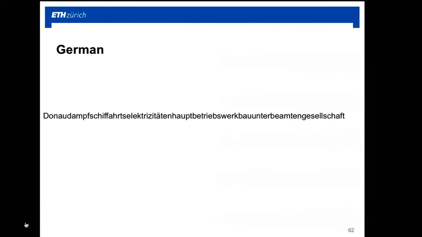Then Elektrizität, Haupt, Betrieb, Werk, Bau, Unterbeamten, Gesellschaft. So you may want to cut it in that way. And this will need some linguistic knowledge, maybe some machine learning as well. You may want to throw some machine learning in order to teach a machine how to split the words. I'm sure that some smart people can even come up with general algorithms to approximate splitting the words.